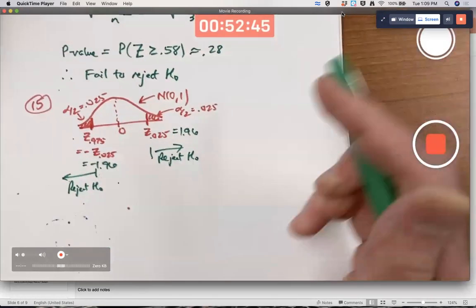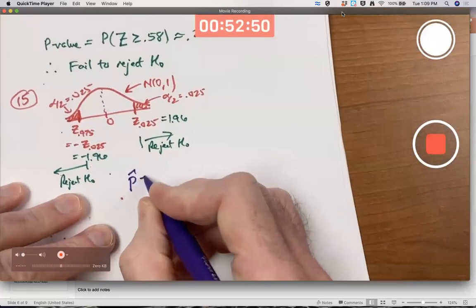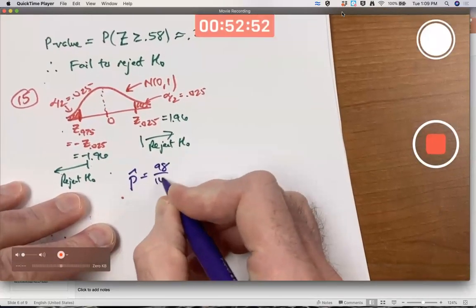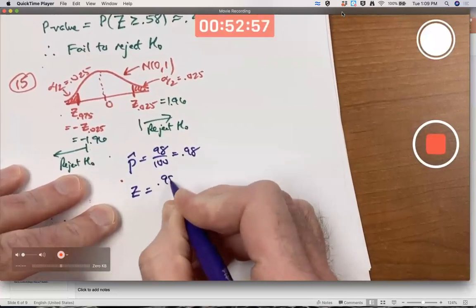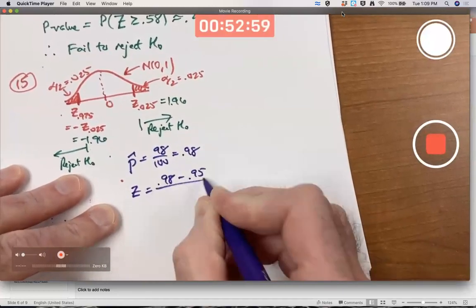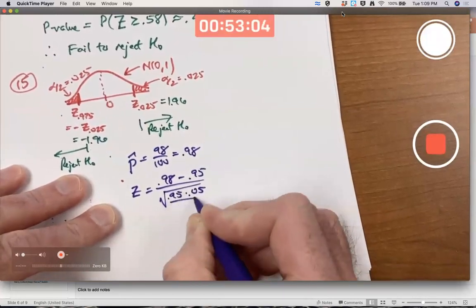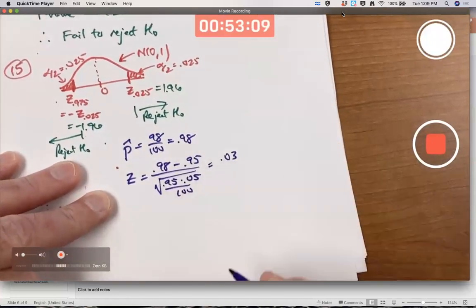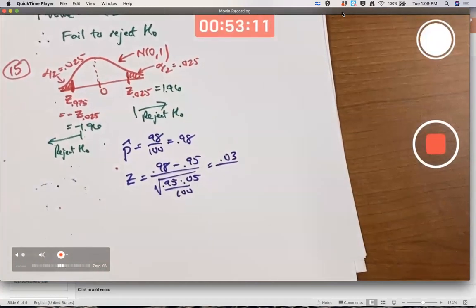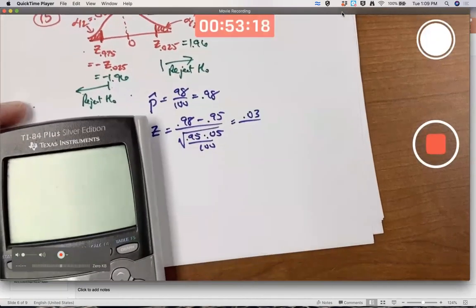But our p hat is 98 over 100, 0.98. So our Z is going to be a positive number. Again, if p hat had been less than 0.95, then we would get a negative number. For example, if it had been 0.92, it would be the opposite of whatever we're about to get here.